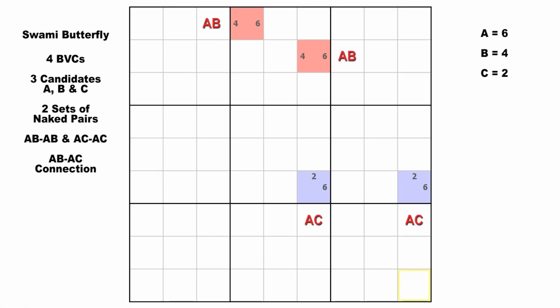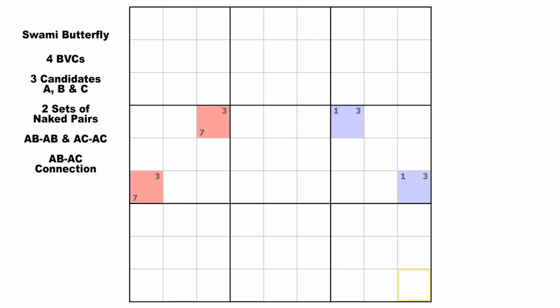Remember that in a butterfly, when we connect one of the AB cells to one of the AC cells, the endpoints of the chain will always be in the other 2 cells, i.e. in the 2 outermost cells, and they will always be the 2 candidate A's. So if there were a candidate 6 in this cell, it would be false. And we already knew there could not be a 6 in this cell because of the naked pair in row 6. All right, next one.